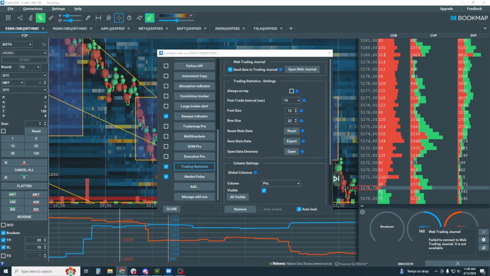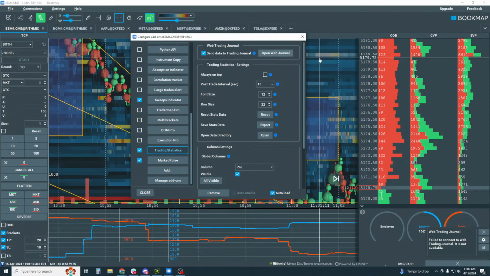Maybe it's fixed by this time. Let's take a look. Yeah, I think it is. So let's take a look here. No, I'm still not getting data. Okay. It'll be fixed by tomorrow though.